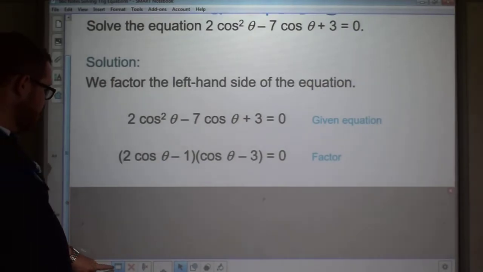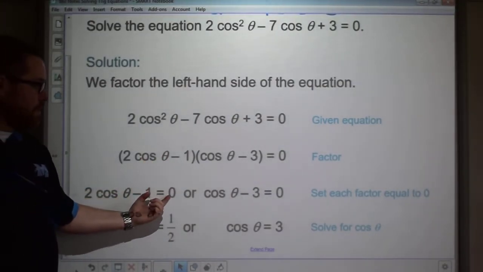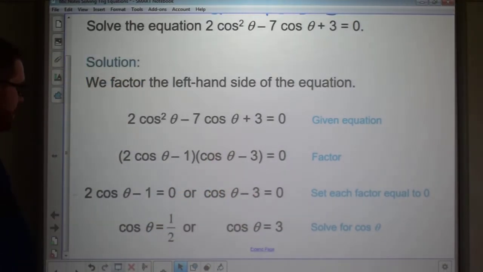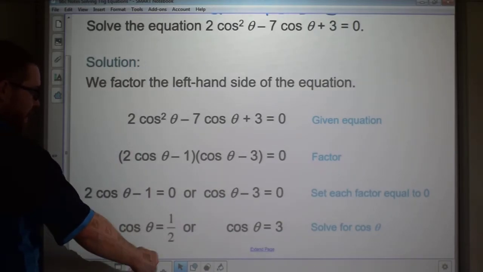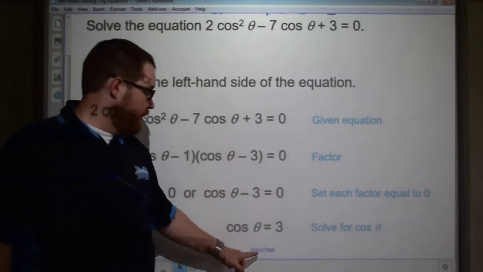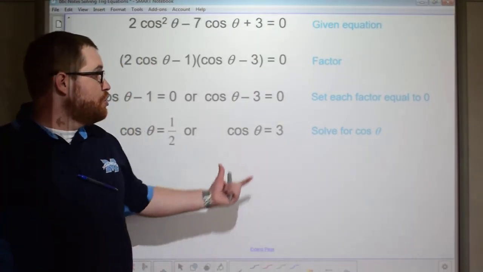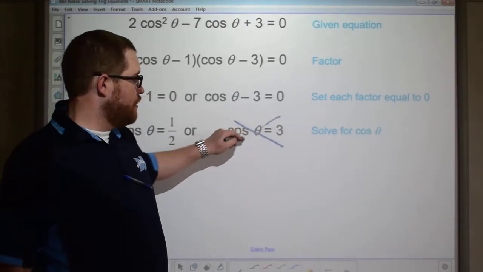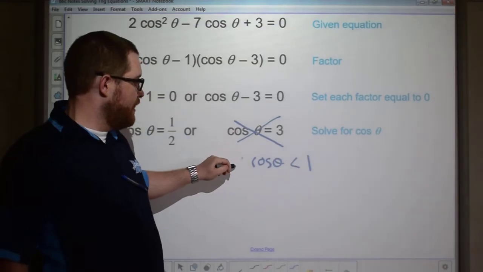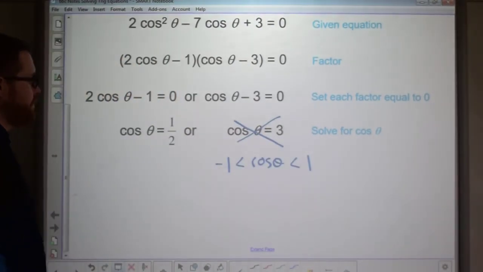So now we have two baby problems. 2 cosine theta minus 1 equals 0. Cosine of theta minus 3 equals 0. If I add the 1 and divide by 2, I get cosine of theta equals 1/2. If I add the 3, I get cosine of theta equals 3. You should know that this does not have a solution. Why? Because cosine of theta is always between 1 and negative 1, so it'll never be all the way up to 3. I don't have to solve that side.